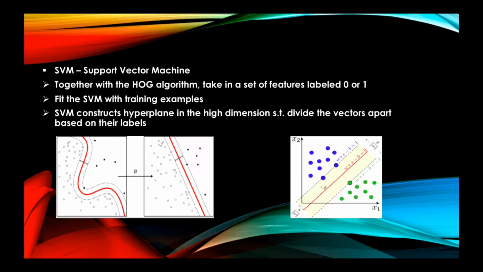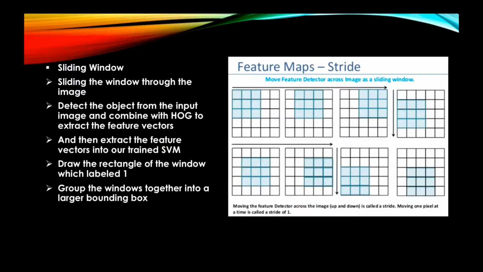SVM constructs a hyperplane in the high dimension to separate vectors apart based on their labels. We first normalize the data and then feed them into our SVM model. With our trained SVM, we can apply a sliding window to detect dogs and cats in a given image. First construct a window and then slide it through the image and compute its HOG features. Then we pass our features to our trained SVM. If it predicts positive, we draw a rectangle of the window since it indicates that there is a dog or cat. We can also group the rectangles into a bounding box if the rectangles overlap.